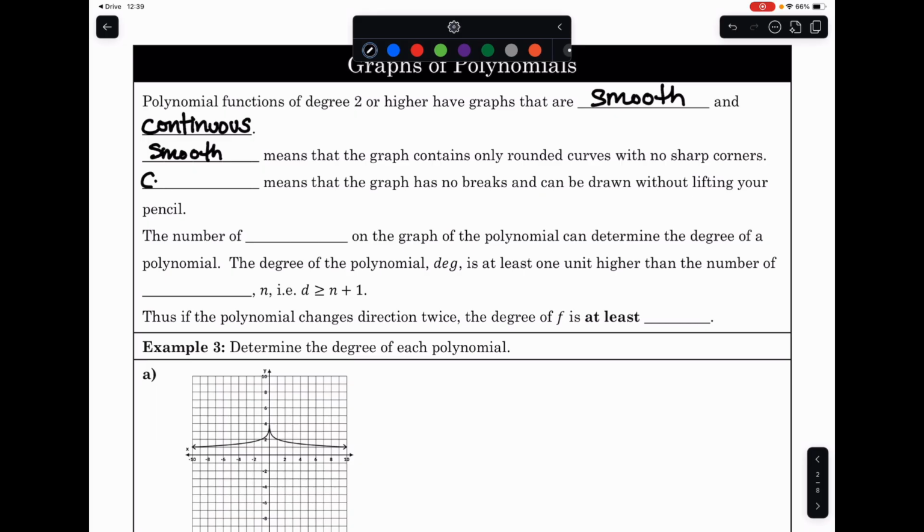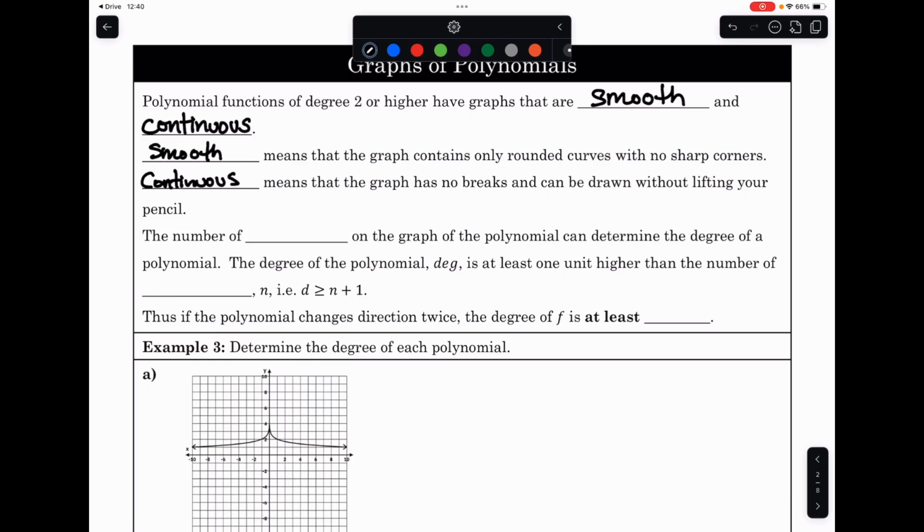Now, continuous means that the graph has no breaks, no holes, no gaps, and that if you were to trace the graph from left to right, from negative to positive infinity, you should be able to trace that entire graph without having to lift your pencil at all. So if it satisfies those two conditions, then the graph that we're looking at will represent the graph of a polynomial.